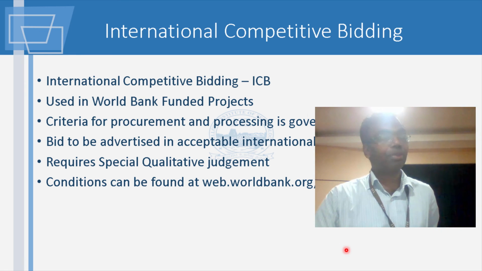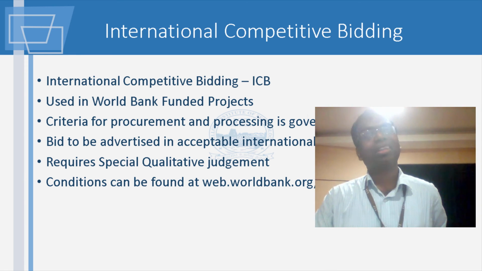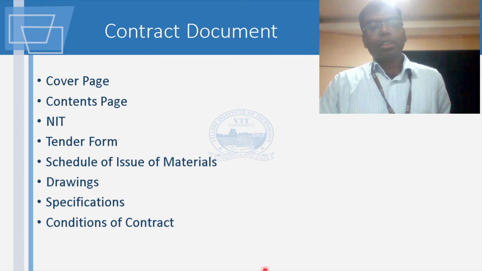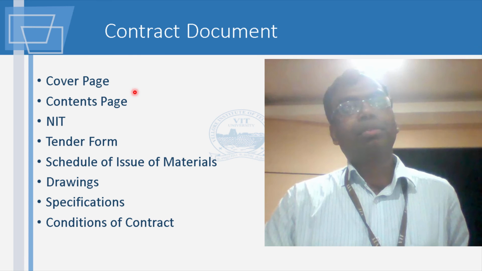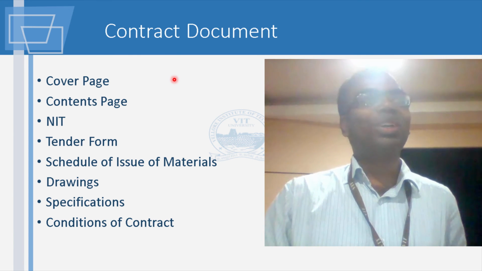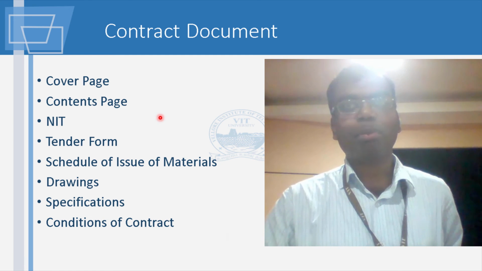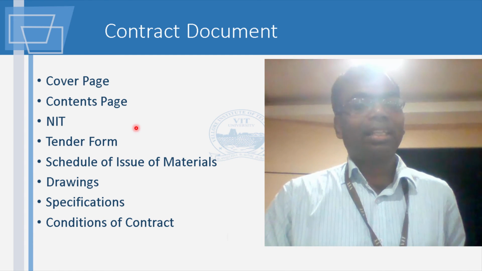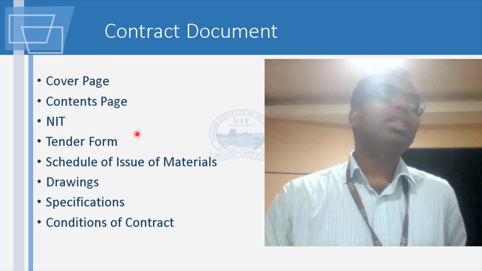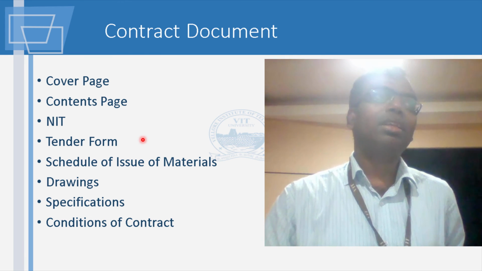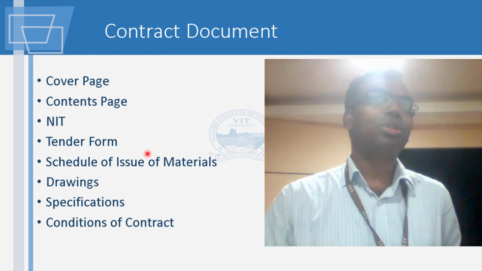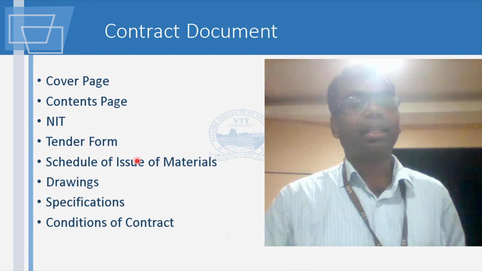Typically the language is English, except for some cases where they say French or some other languages. So this is what will be there in a contract document. First is the cover page. It will give you all the details, all the logos and all the things of the employer and the various people. Contents page. Then NIT is the notice inviting tender. The tender notice, what we showed as an example, that will always be there.